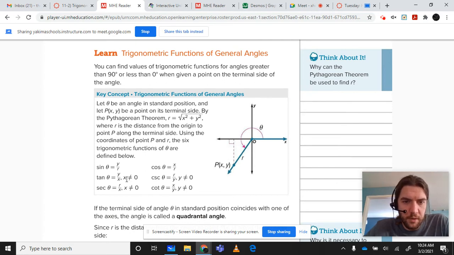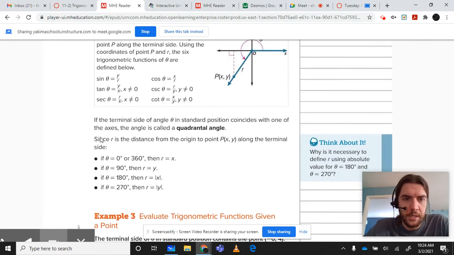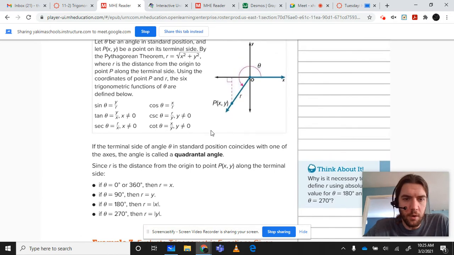There's a few of these where they say x can't equal 0, y can't equal 0. That's just based off what's in the denominator. So we're assuming that our functions should always produce outputs that have some defined nature to them. If the terminal side of an angle, theta, in standard position coincides with one of the axes, the angle is called a quadrant angle.